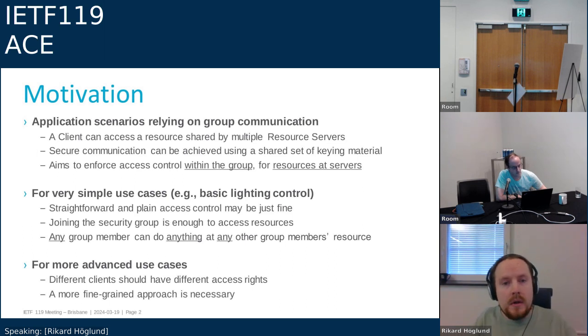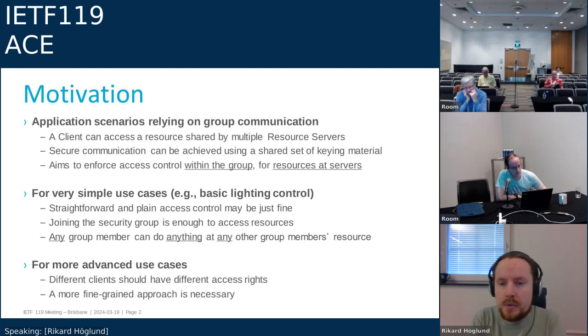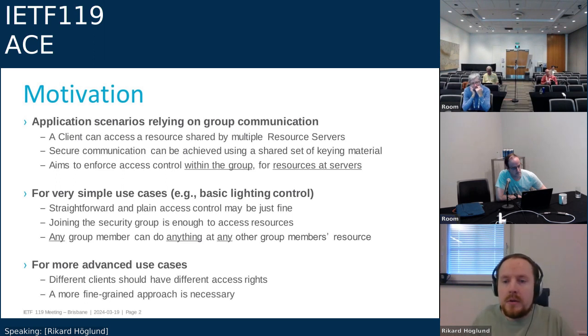So starting off with the motivation, it's about application scenarios relying on group communication where a client can access resources shared by multiple resource servers using Group OSCORE, which is a protocol for secure end-to-end communication in groups built on the OSCORE protocol. And the point of this draft is to enforce the access control within the group for resources at these servers in the group. So a client wants to send a request to a set of servers in the group, then we want to enforce access control. Because you could consider a simple use case where you just say that, okay, it's enough that the client is a member of the group and that should grant it specific rights. And that can be maybe fine in very basic use cases, but for more advanced use cases, you really want proper access control and being able to give different rights to different clients and a more fine-grained approach. And that's what this draft provides. Next slide, please.